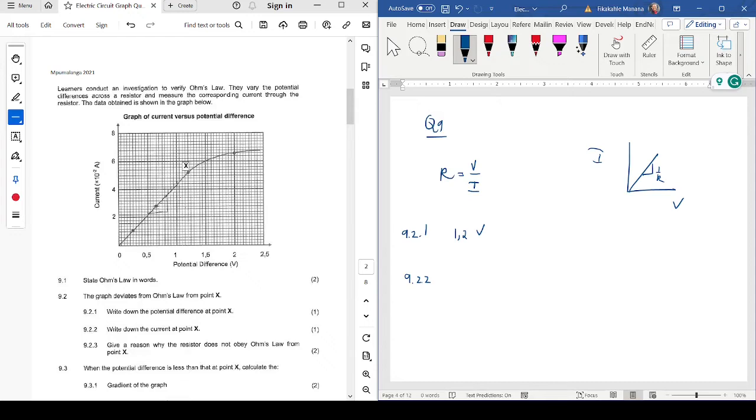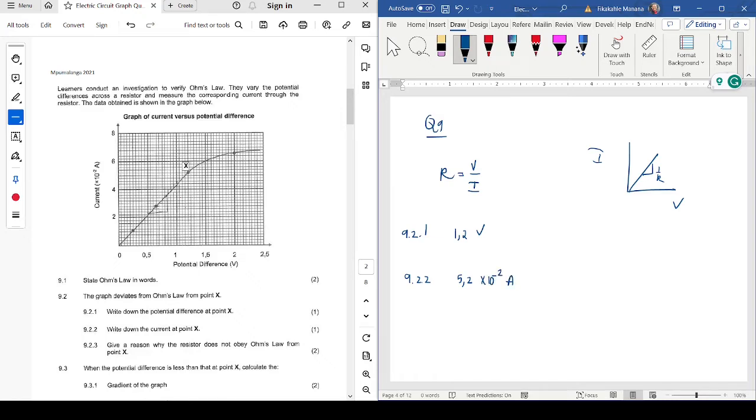And then 9.2.2, write down the current at point X. Okay, these were like giveaway marks. You'll have to see here. So 2, 4, 6, 8, 10. So that is 5.2, more or less. So we have 5.2. Don't forget that times 10 to the power -2 amperes.